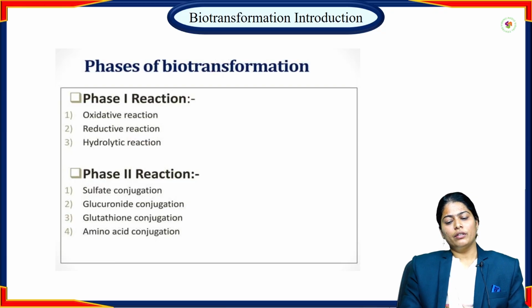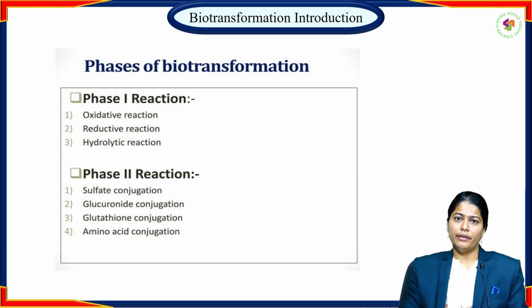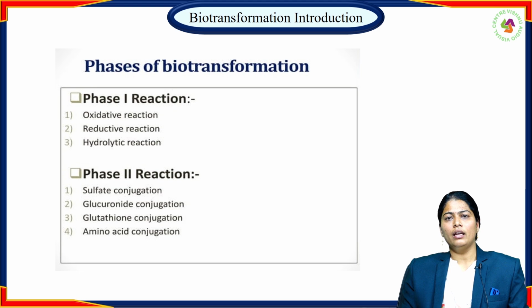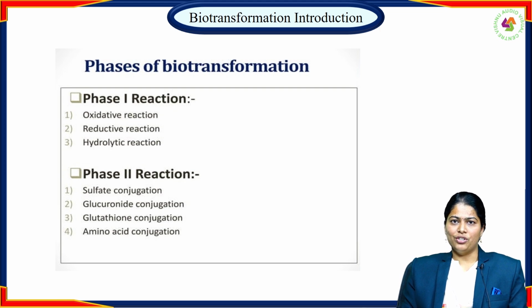In biotransformation, we have mainly two phases. Phase 1 includes oxidation, reduction, and hydrolysis reactions. These phase 1 reactions are mainly used to convert the water-insoluble component to a water-soluble metabolite, which easily undergoes the phase 2 conjugation reaction.